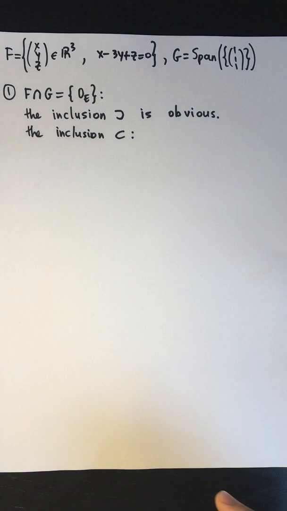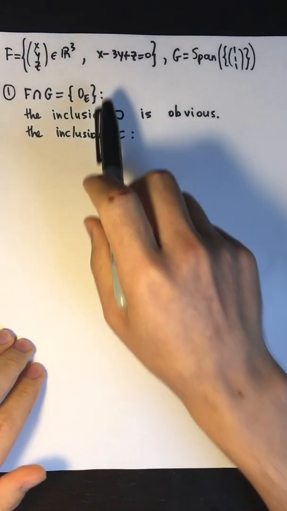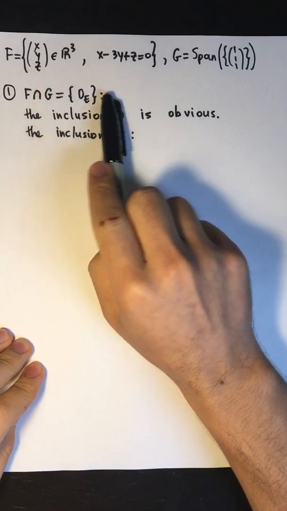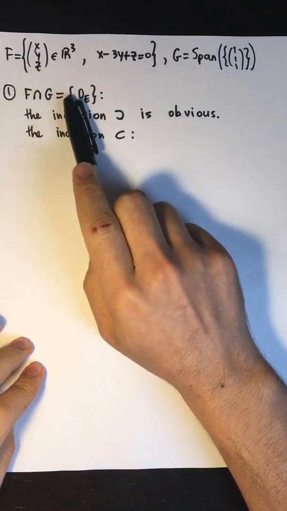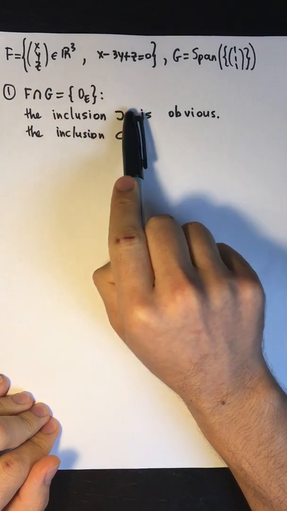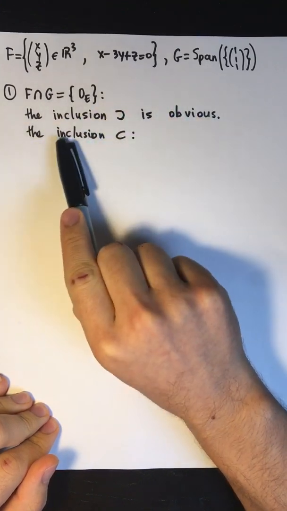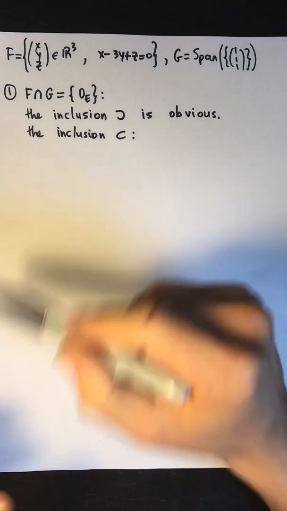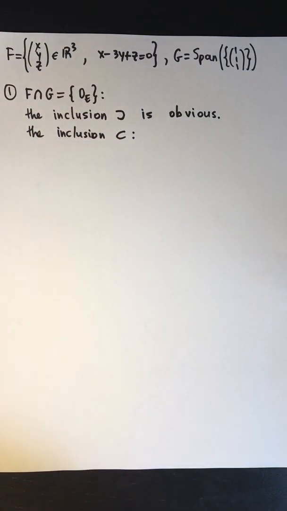Okay, so there we go. First we need to show that the intersection is the zero vector. So first we need to show this step. You always say that it's like proving left to right and then right to left. So you say the one inclusion is obvious, and the other inclusion is this. You need to write this on your answer sheet.